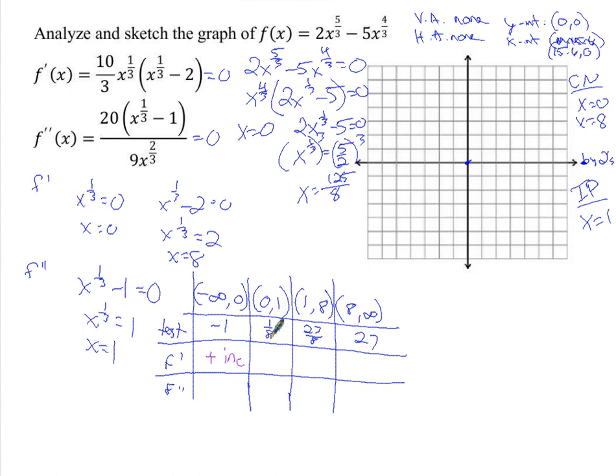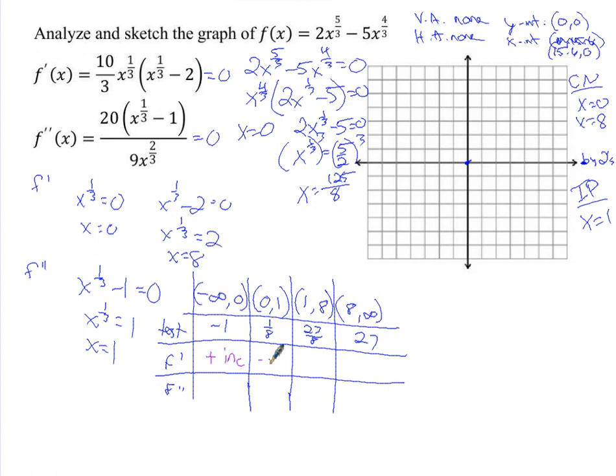Take 1/8 and plug it in. The cube root of 1/8 is 1/2. 1/2 is positive. Times this is positive. This is 1/2. 1/2 minus 2 is negative. Positive times negative is negative.